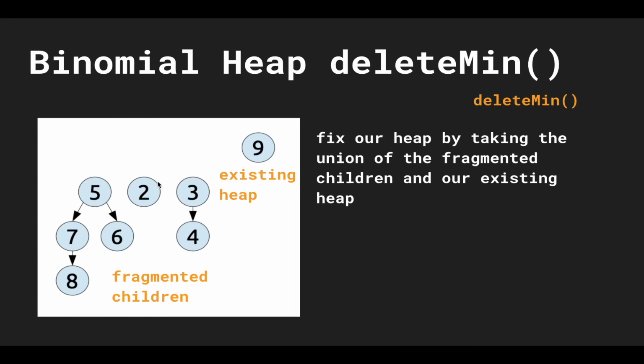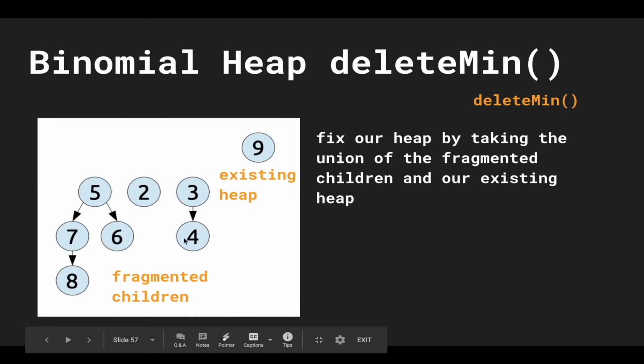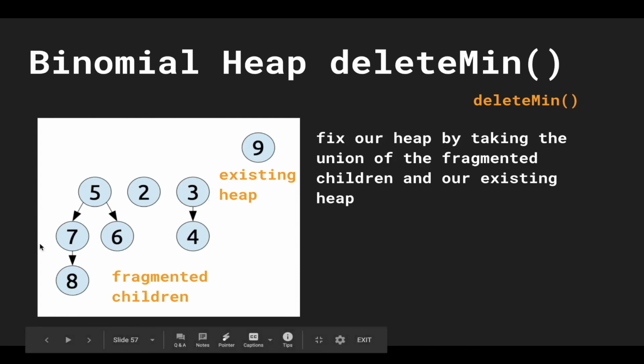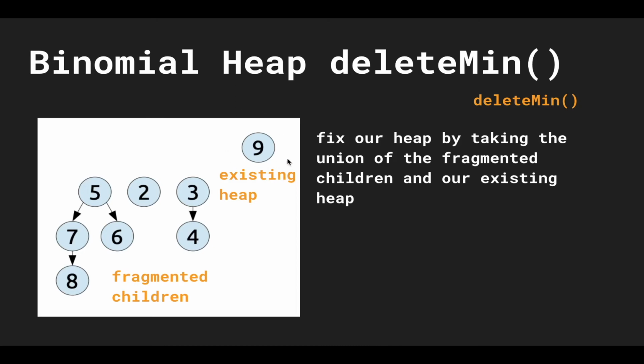The way we fix this is by taking the union of these children and the existing heap. So with these fragmented children, we're going to create a new heap out of them. And the reason we can create a binomial heap out of these children is because the children of any binomial tree are binomial trees themselves, and they're going to satisfy the minimum heap invariant as well. So we make a heap out of the fragmented children, and then we're going to take the union of the children heap with the existing heap, and here in this example it's just 9.